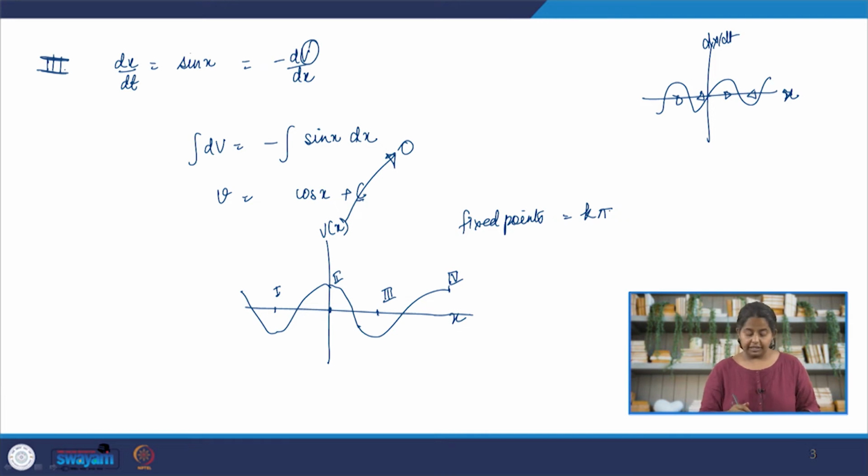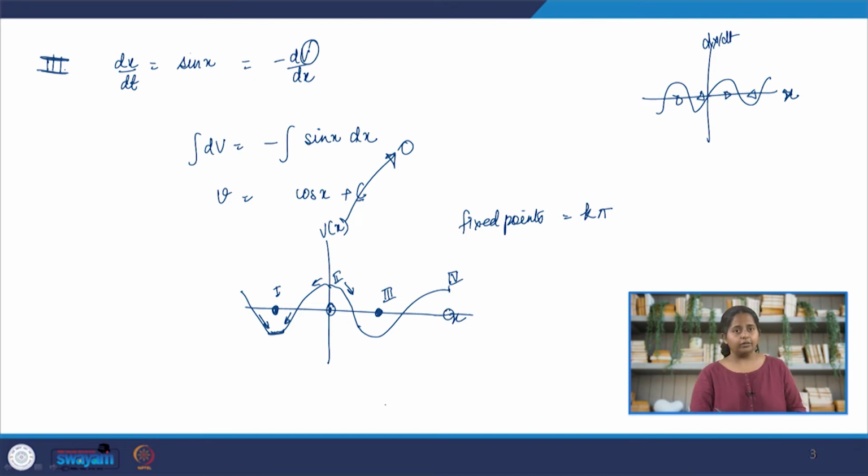Now we can also see that here we have a local minima. The potential is reducing towards the fixed point. So this is a stable fixed point. Potential is reducing away from the fixed point, so it's an unstable fixed point. Similarly, this fixed point is stable and this fixed point is unstable.